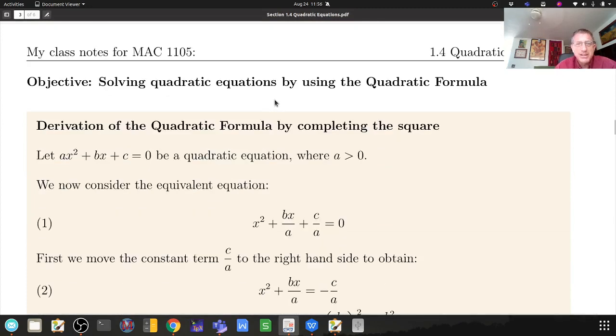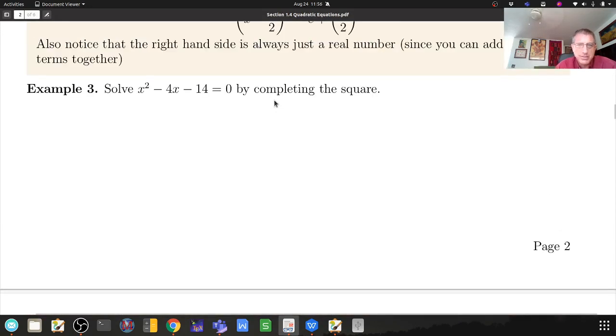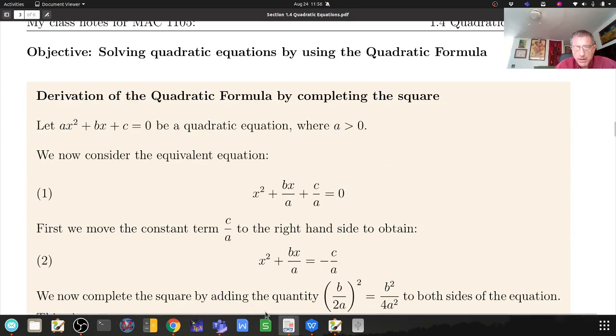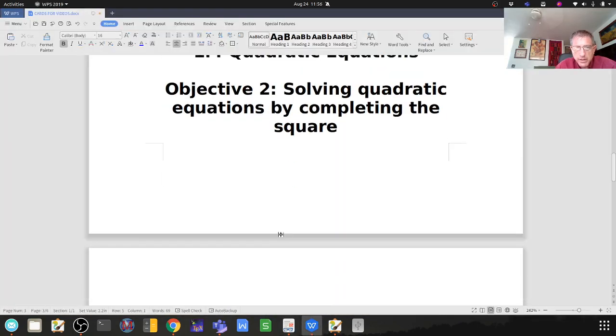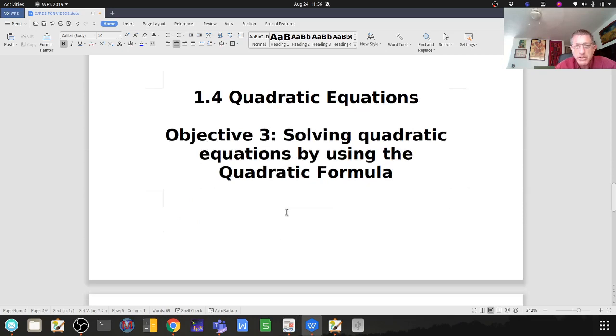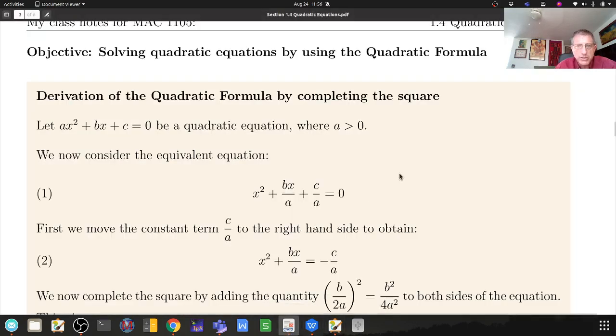So here is the next one. Did we do? Oh yeah, we just completed the square. So I only did one example for this. You should do several on your own. So our next objective is solving quadratic equations by using the quadratic formula. That's what the book calls it. I often call it just the quadratic equation.